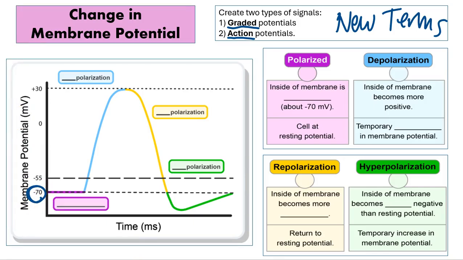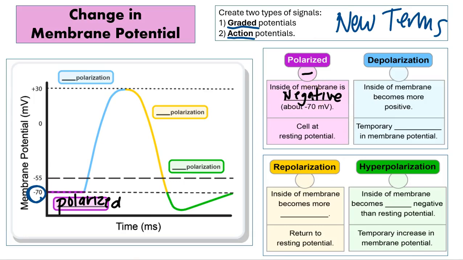So there is a term that goes along with our cells being at rest, and that term is polarized. So when your neurons are at -70 millivolts, then it is at rest, and that's going to be considered polarized. Okay? That means the inside of the membrane is negative. We know it's going to be about -70 millivolts. Let me just write negative here. And that's a term we'll use. So instead of just saying it's at rest, we can say it's at -70 millivolts.